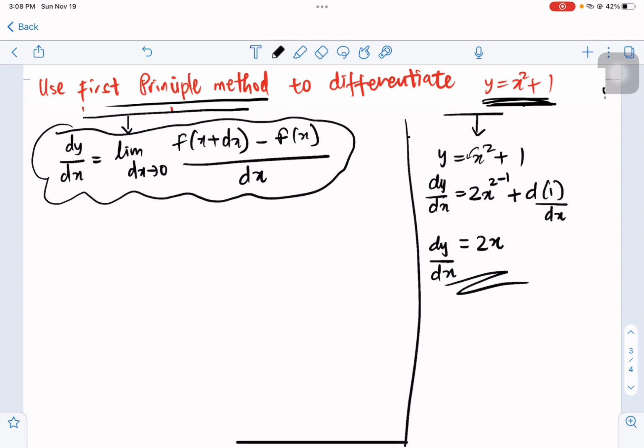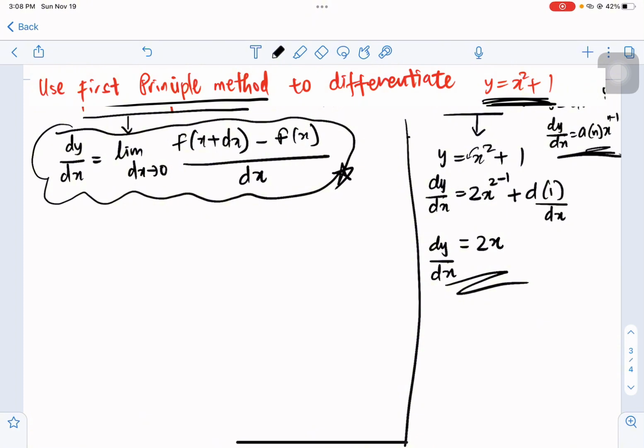However, this is the formula method, which you use when y equals ax raised to n. You are differentiating this by using this formula, right? The exponent comes in front, and from the exponent you subtract 1. However, the first principle method is this formula.